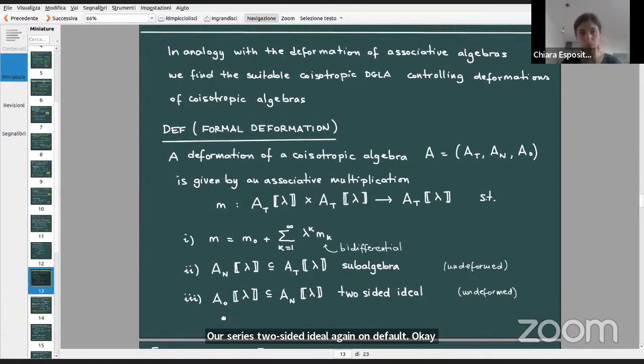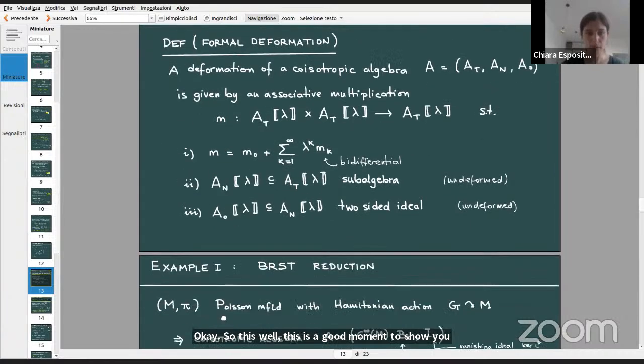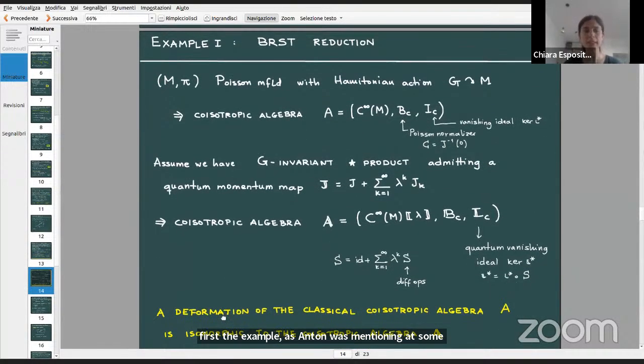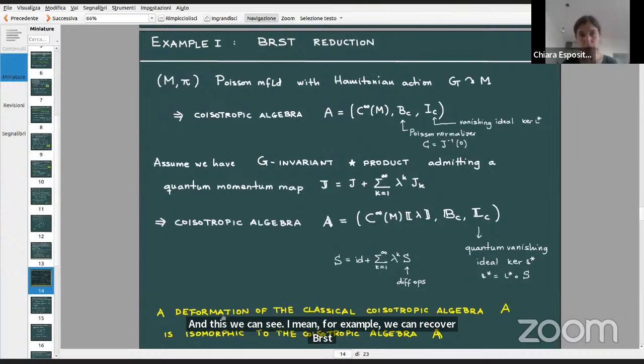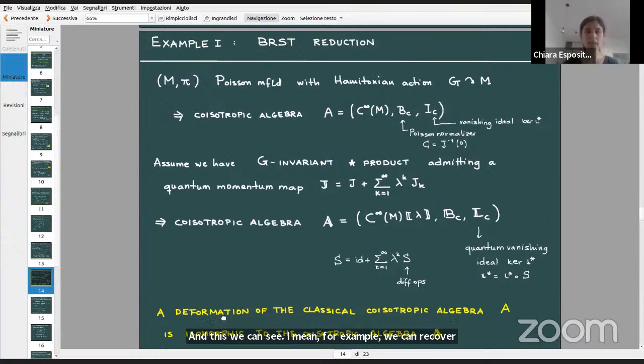Okay, this is a good moment to show you first the example. As Anton was mentioning at some point, this is really recovering the quantum setting as well. And we can see, for example, that we can recover BRST reduction. If you're not familiar with BRST reduction, just keep in mind you have your Poisson manifold, you have your Hamiltonian action, which is a Lie group action acting on a manifold, allowing an equivariant moment map. And then we can actually cook up a coisotropic algebra: smooth functions on the manifold, the Poisson normalizer over C, which is, remember, the pre-image of the regular value of 0, and the vanishing ideal.